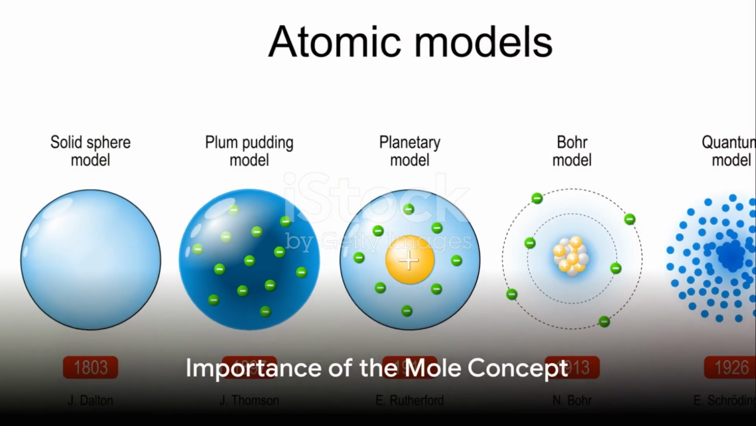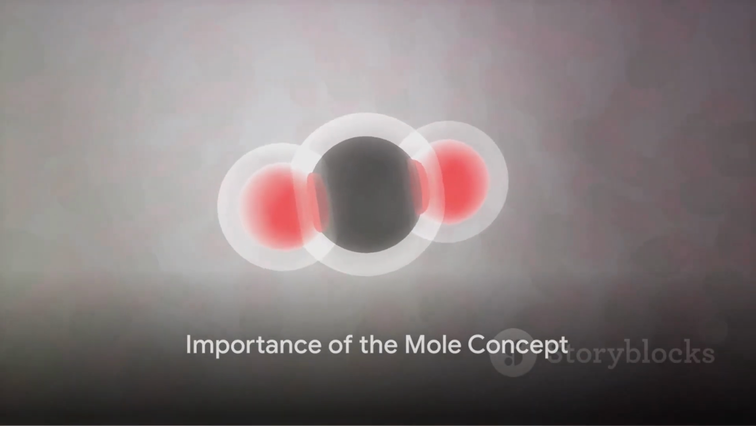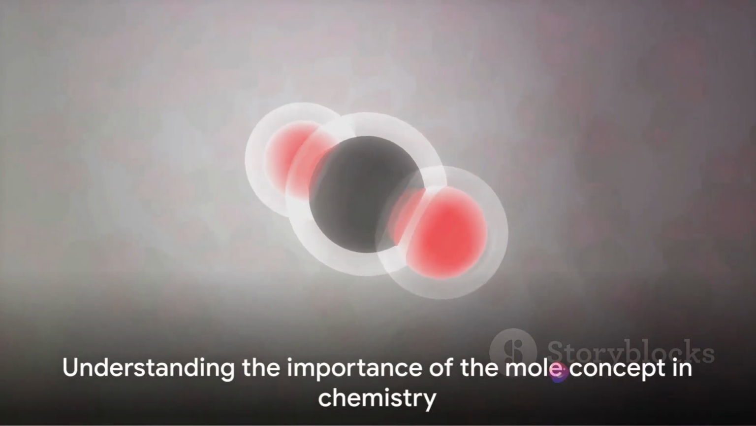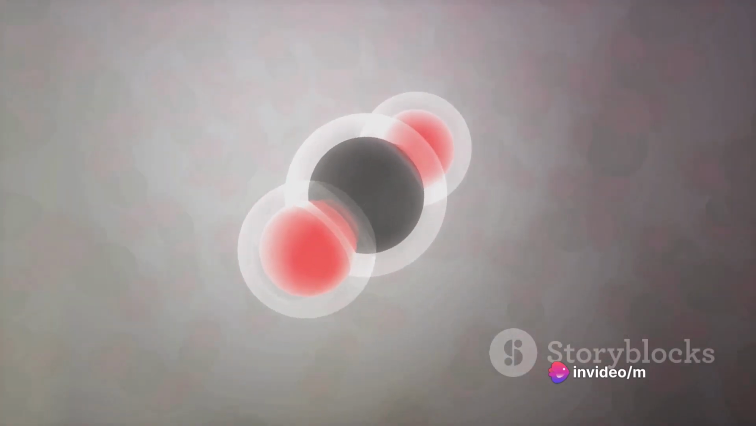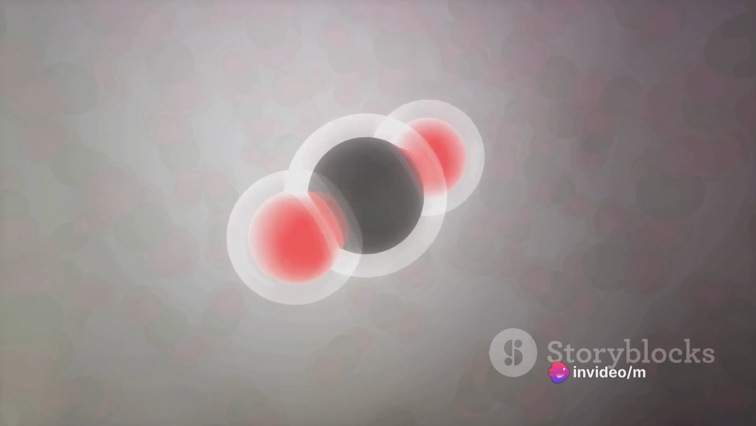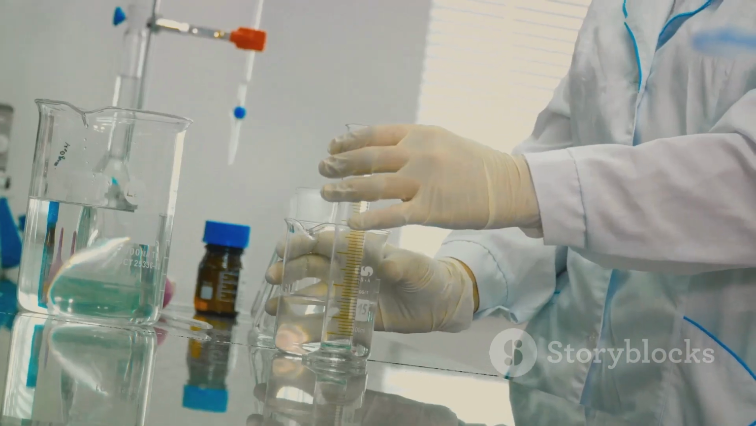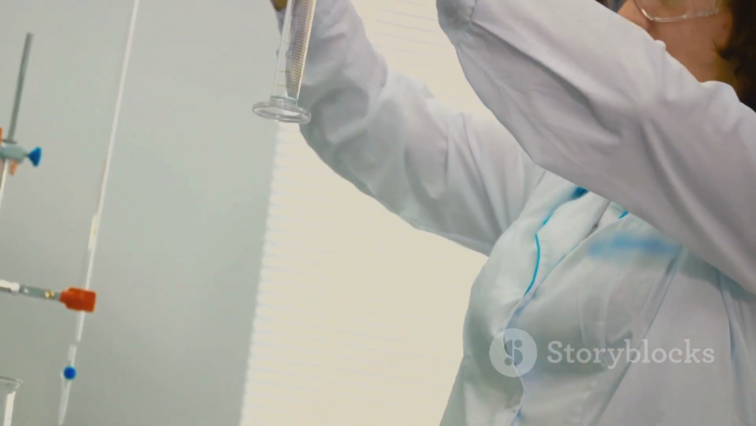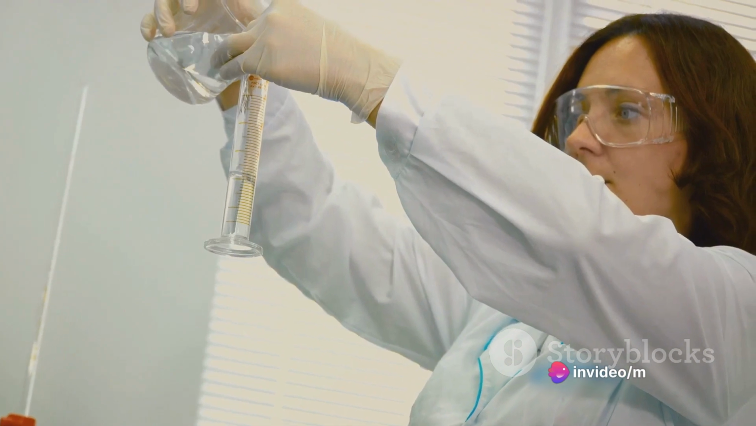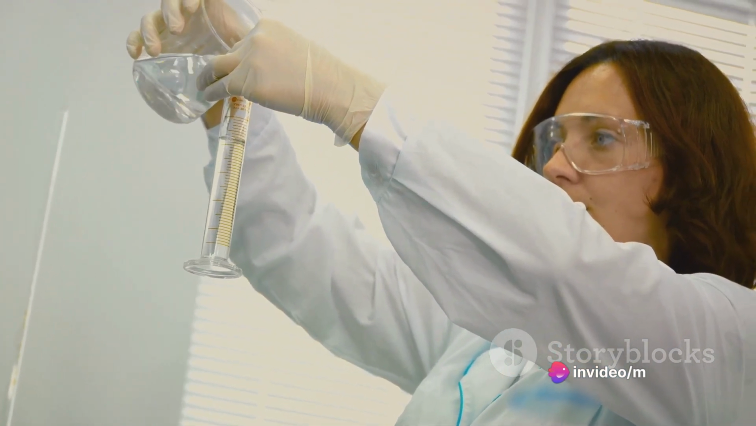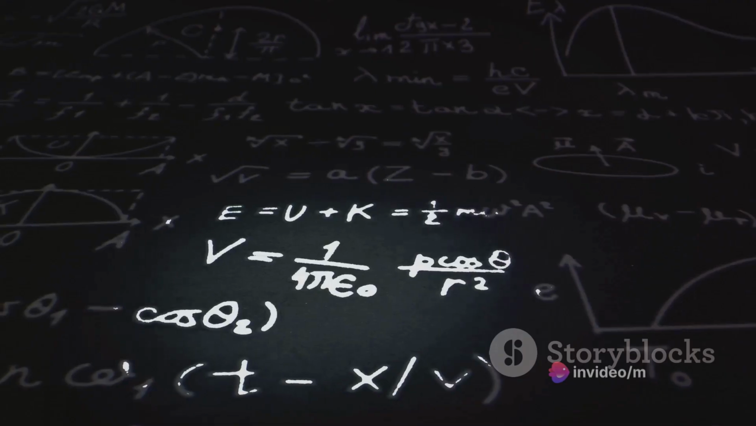But why is the mole concept so important? There are several reasons. Firstly, it allows us to convert between the mass of a substance, measured in grams, and the number of atoms or molecules it contains. For instance, using the mole concept, we can calculate how many water molecules are present in a 10-gram glass of water. Secondly, the mole concept is key to balancing chemical equations.